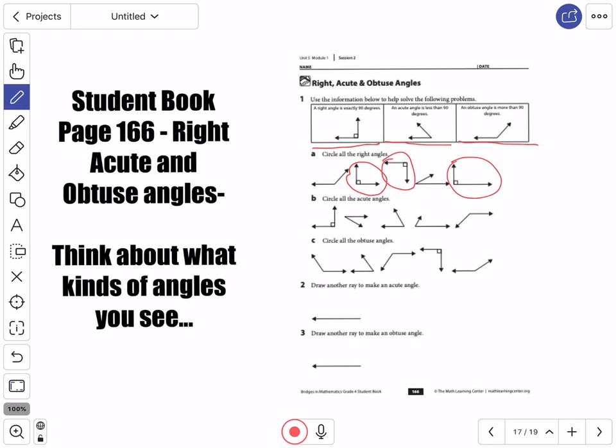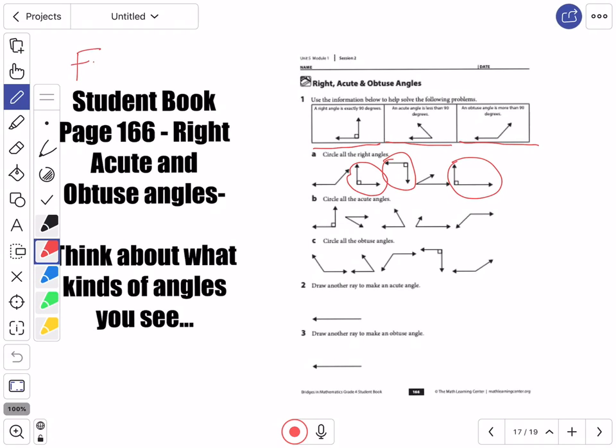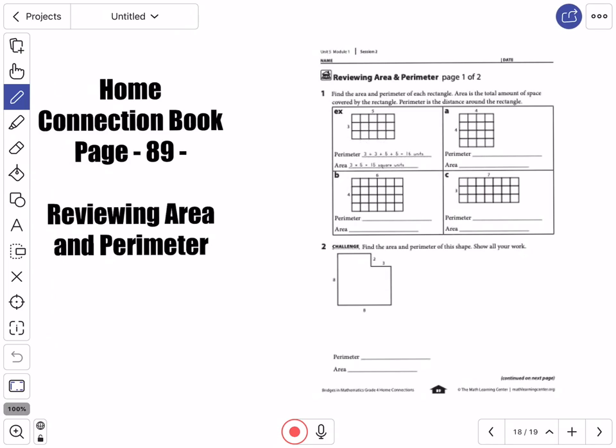So for this one, it says circle all the right angles. Well, I can see that they have square corners. I have 1, 2, 3 right angles here. Okay, for B, circle all the acute angles. Find all the ones that are less than 90 degrees. Do you know what I think I'm going to do? I'm going to stop here, actually. I would rather you did this on your own. This is actually going to be a good review for you, so I want you to finish student book page 166. I did the first one for you. You're going to do B, C, 2, and 3.